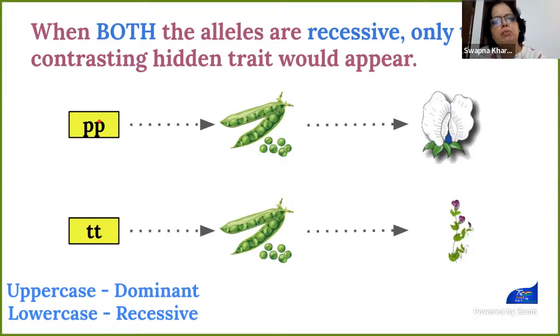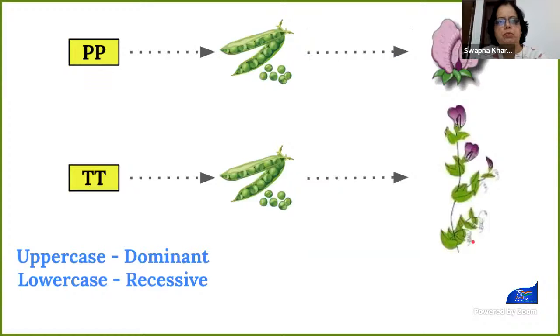So when you have small p, that is, both the alleles in a plant are white colored, then only you see the white colored flower. Similarly, in a plant, when both the alleles are for short height, then only you get the plants which are short in height. And this is again very easy to understand.